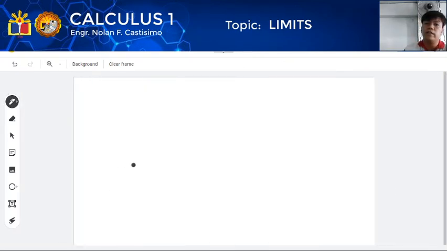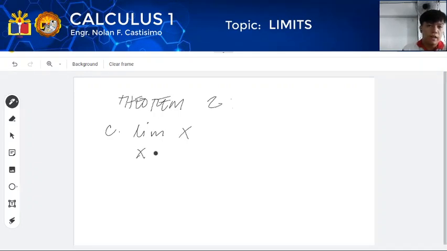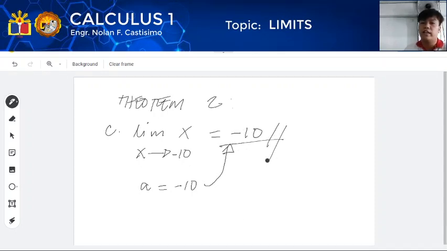Okay, so last example tayo sa theorem 2. Theorem 2, letter C example. So, let's say we have the limit of x as x approaches to negative 10. So, of course, ang A natin dito is equivalent to negative 10. So, therefore, our answer to that limit is negative 10. So, yan yung sagot na natin. Final answer.